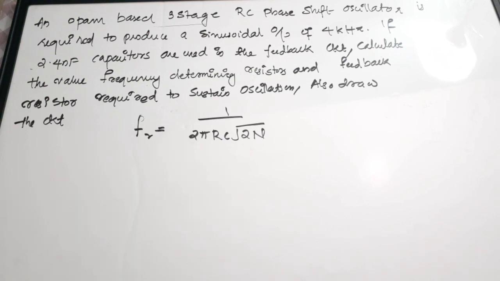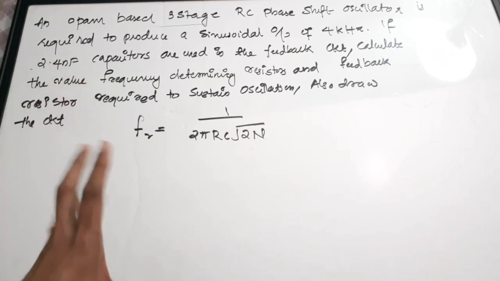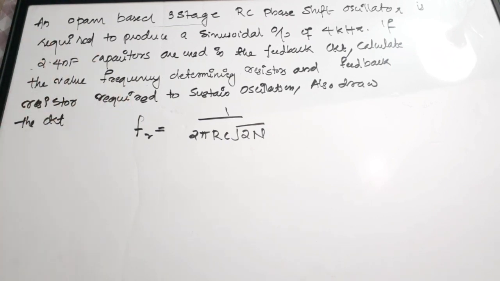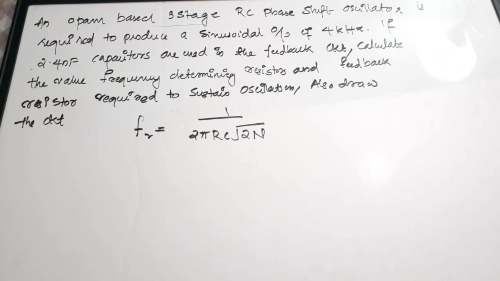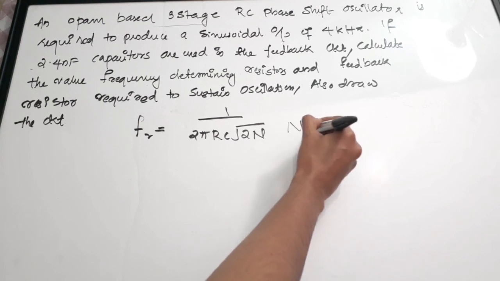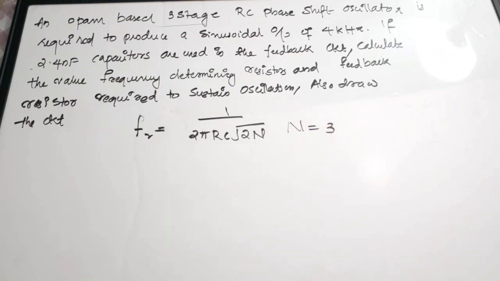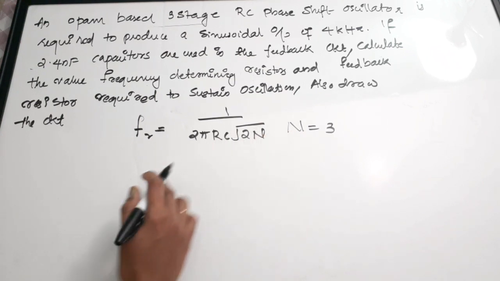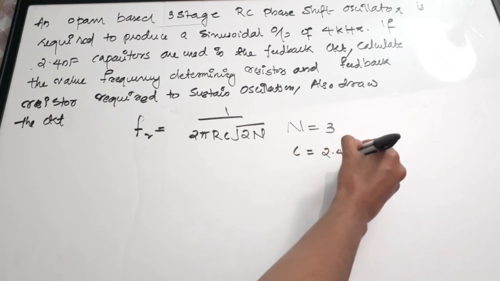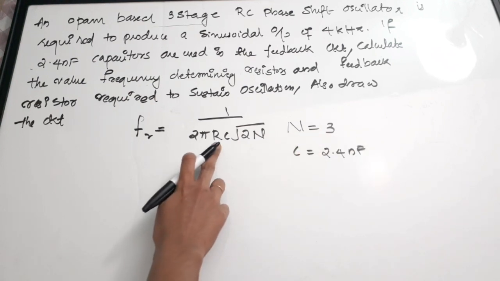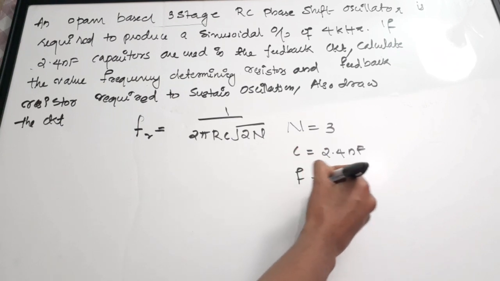Okay, I want you to see the video on oscillators in which we have drawn the circuits for RC phase shift oscillators, and you can clearly see the RC stages. Okay, so this is a 3-stage RC phase shift oscillator, and the value of n is equal to 3. So n is the number of RC stages. Okay, so here n is 3, and the value of C is given. C is equal to 2.4 nanofarads. We need to find the value of R, and F is 4 kilohertz.